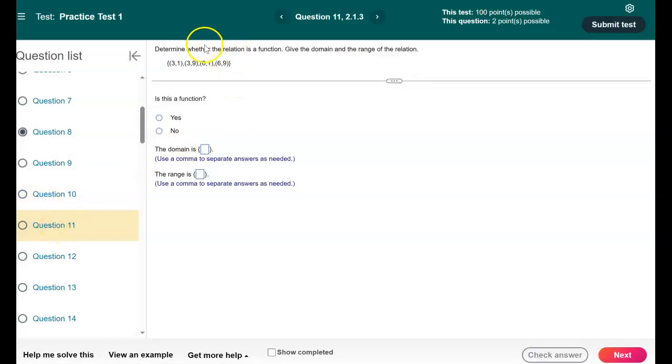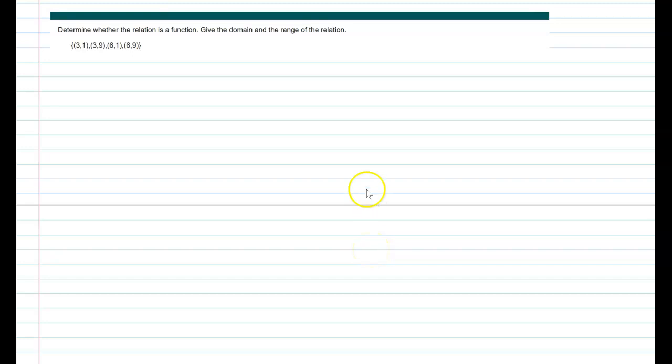All right, now here, determine whether the relation is a function and then give the domain and range of the relation. So look at the set of ordered pairs here. Is this a function or not? If you are given a set of ordered pairs and you want to know whether it is a function or not, you examine the x values and the y values.